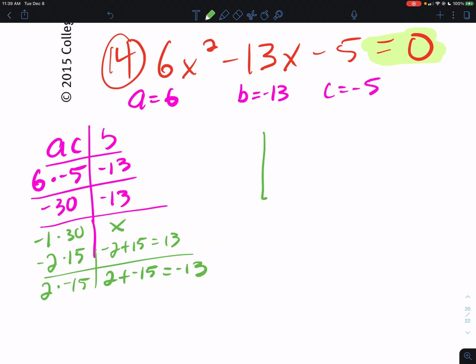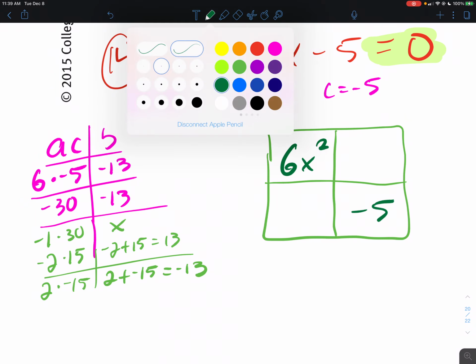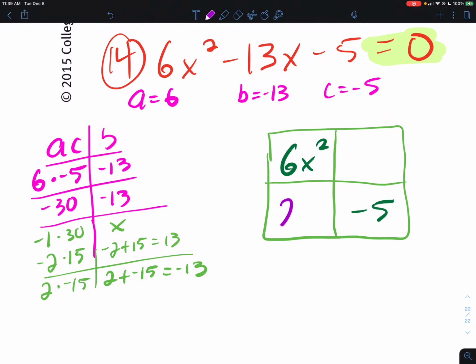Good. So our box, oh, ugly box. I've got 6x squared here and -5 here. And then these two in the middle will be 2x plus -15x equals our b term, our -13x. And now I look for common factors. I can start on the top here. To find this one, I look down.